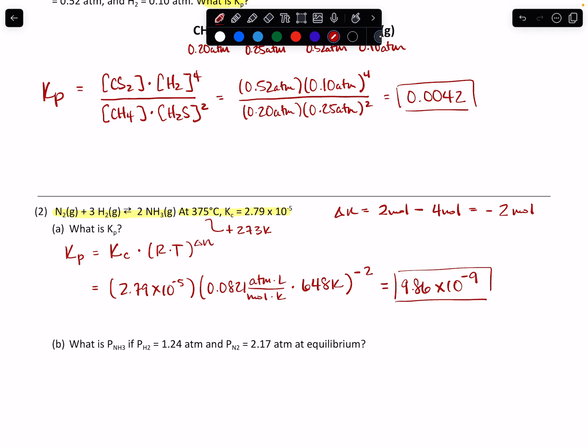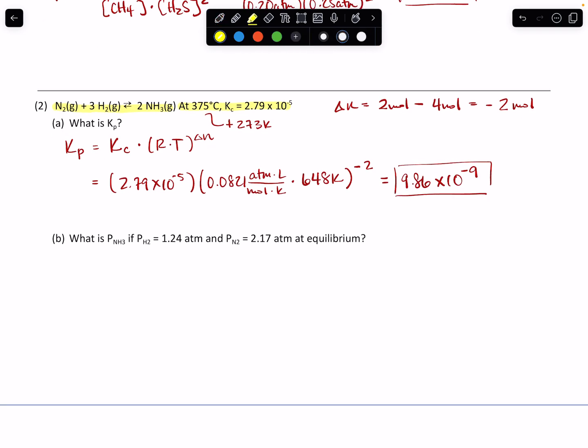Now I can check my work slightly. The Kc value was very small, which told me that at equilibrium I have more of my reactants present than my products. My Kp value is also very small, which also tells me that I have more of my reactants present than my products. That should be the case. We should not go from a Kc to a Kp and find all of a sudden that products are favored. That is not how it works. We're just converting units, really. So make sure that you check that your two answers, your Kc and your Kp, are both looking at the equilibrium in the same way.